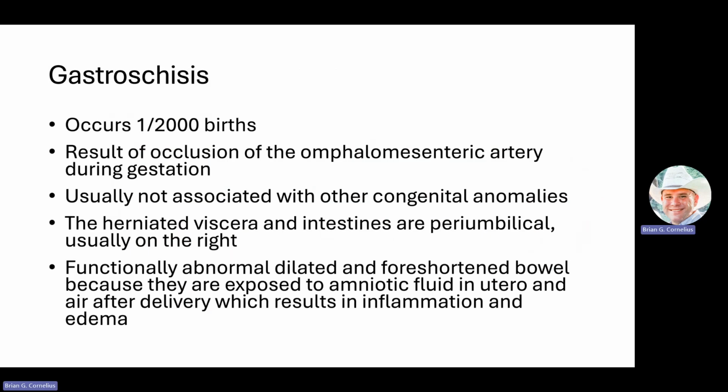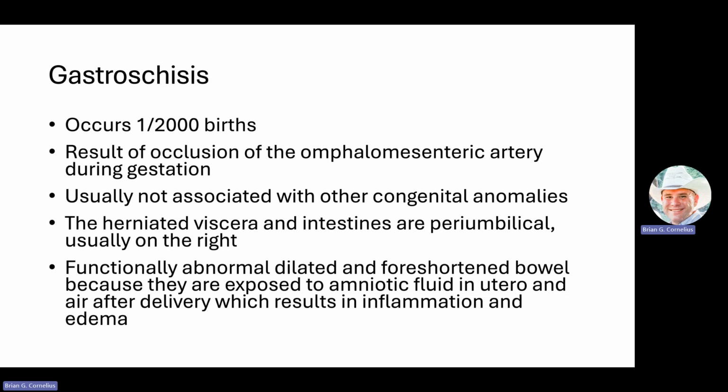Occurrence of gastroschisis, about 1 in 2,000 births. And what happens is that you get occlusion of the omphalomesenteric artery during gestation. As a result of that, there tends to be a herniation of the abdominal contents outside the abdomen. One of the nice things about gastroschisis is it's usually not associated with other congenital abnormalities, which is different than a lot of the syndromes we're talking about.